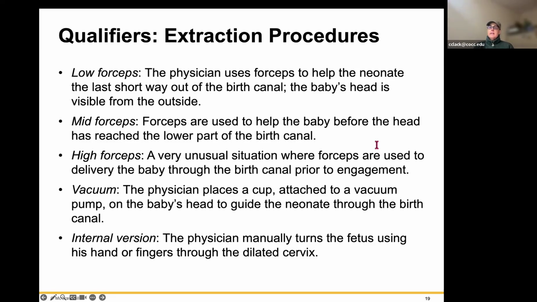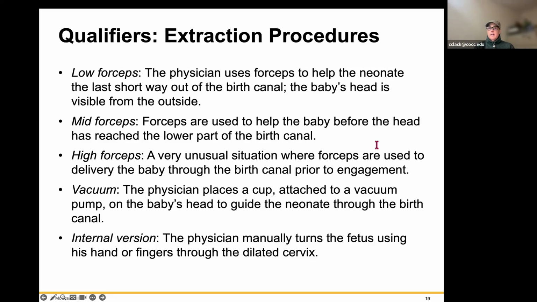These are delivery assistants, and these details matter because they describe how the delivery was accomplished. They can drive the qualifier and sometimes the root operation. So when we look at low forceps, forceps are used at the very end of the delivery when the baby's head is just visible at the perineum. Think with low forceps, the baby's almost out. Mid forceps are used before the head has moved down into the lowest part of the birth canal. Think still higher in the canal. High forceps, that's very rare.